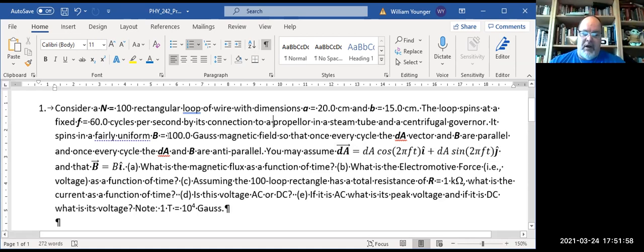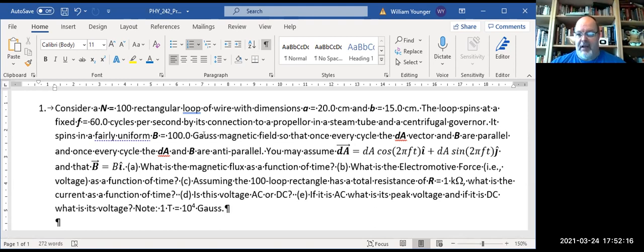It spins in a fairly uniform 100 Gauss magnetic field, so that once every cycle, the dA vector and the B vector are parallel, and once every cycle, the dA vector and B vector are anti-parallel. So that gives you sort of the orientation. I'll draw a picture. It'll make a little bit more sense in a second.